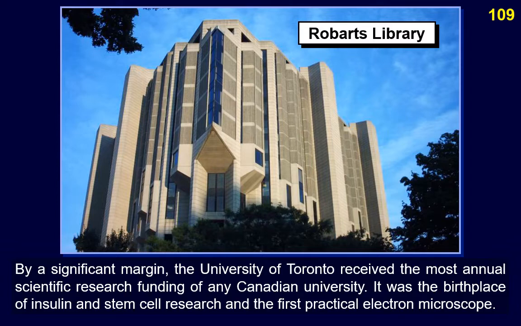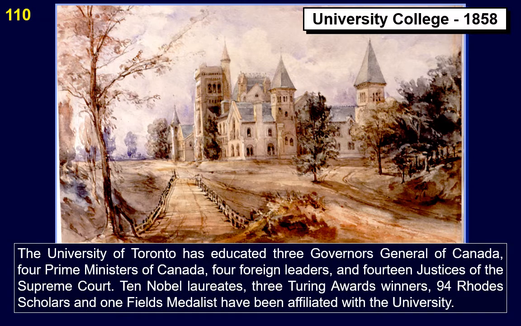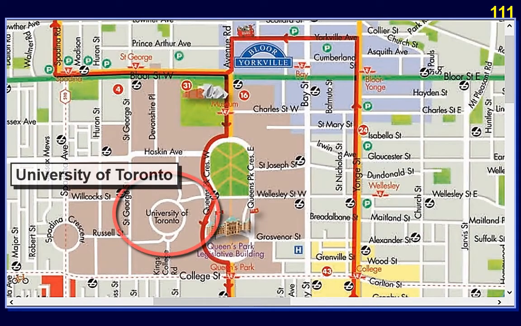It was the birthplace of insulin and stem cell research and the first practical electron microscope. The University of Toronto has educated 3 Governors General of Canada, 4 Prime Ministers of Canada, 4 foreign leaders, and 14 Justices of the Supreme Court. 10 Nobel laureates, 3 Turing Award winners, 94 Rhodes Scholars and 1 Fields Medalist have been affiliated with the university. This shows the location of the University of Toronto.